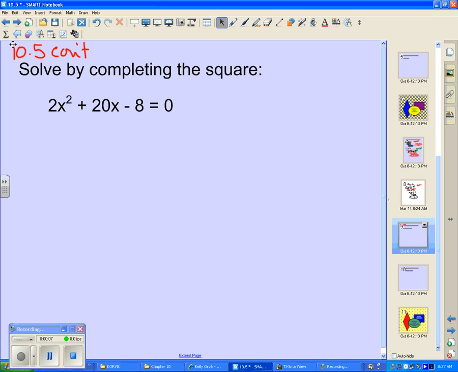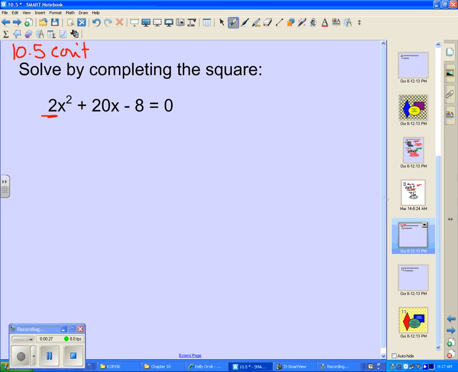So in the second part of 10.5, we are still going to be completing the square. But if you look at that problem, there's something different than all the other problems that we've done so far. Bailey? There's a 2 in front. There wasn't ever a number there before, right?